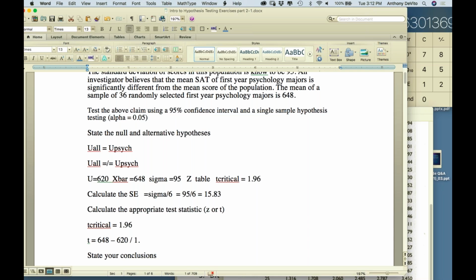Divided by, I'm going to call it 15.83. So how many standard errors apart are these? What is the T value that we wind up with? 20 over 15.83 is equal to 1 point. Anyone to give me the numbers?